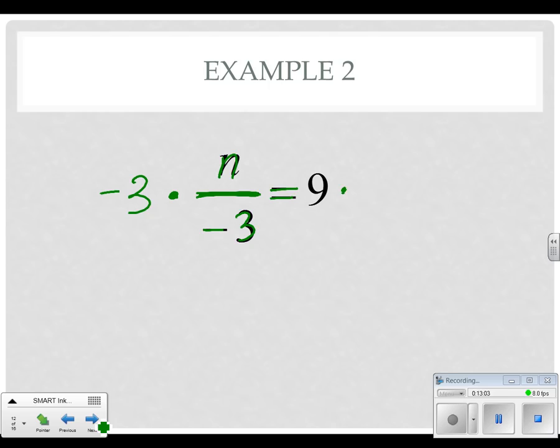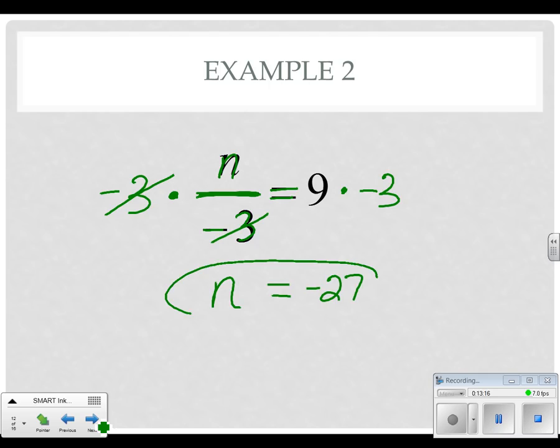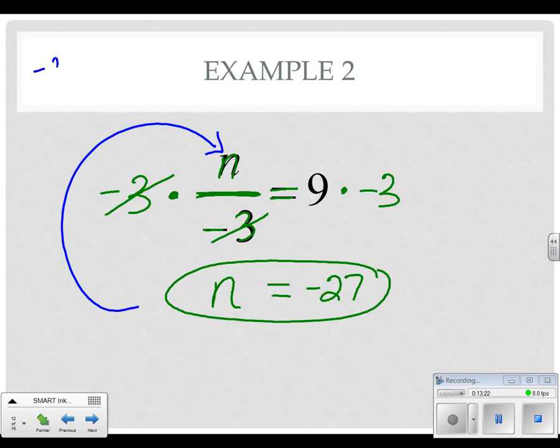Whatever I do to one side, I do to the other side. And the reason is because this is really -3 over -3, which simplifies to 1. So I'm left with 1n, which equals -27. Check my work. Come over here, plug it into the original. So I'd have -27 divided by -3 equals 9. Simplify both sides, it's the same. So that's the correct solution.